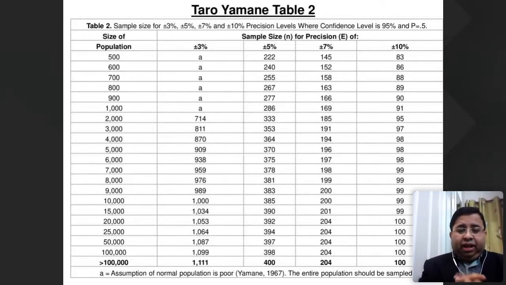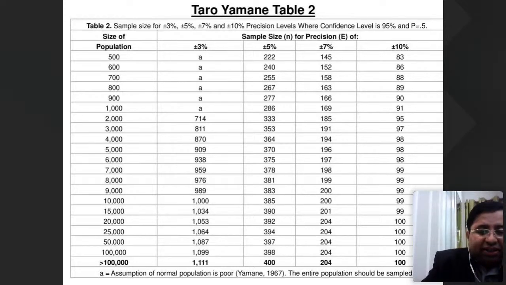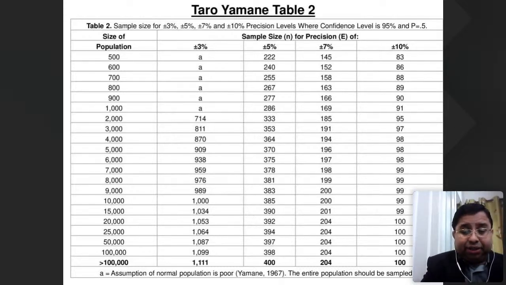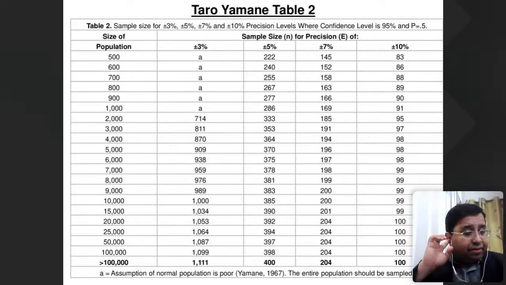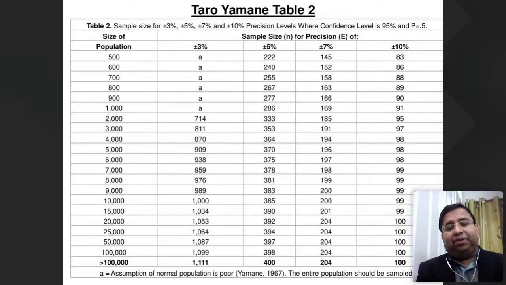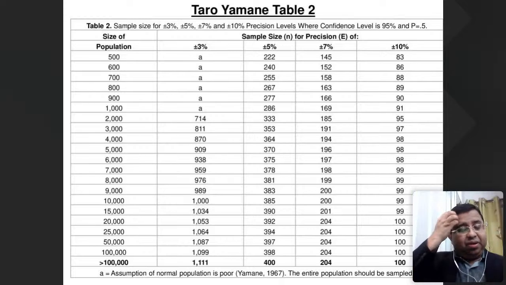3%, 5%, 7%, 10%. For the 5,000 population, 3% means 909, then 5% means 370, then 7% means 196, and then 10% means 98. Look very carefully: 5%, 3%, 7%, 10%. Among all these, a 5% range of error is more acceptable. But now comes the question, what is the advantage of this table?